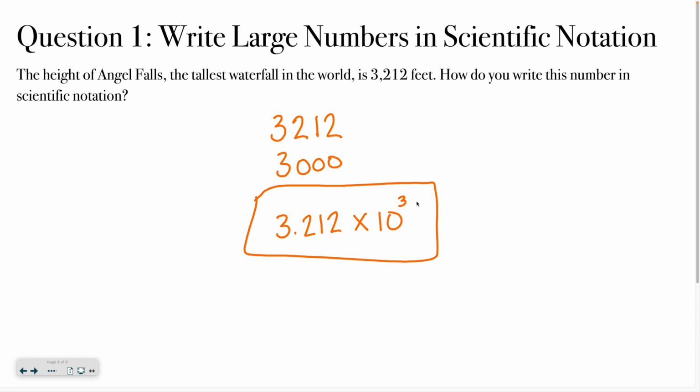Why wouldn't I just write 3,212? And I see your point. I totally understand. It's just a little bit easier for you to practice the skill with smaller numbers first, okay? So would I normally ask you to write such a small number in scientific notation? No, because it's just more work. But we're practicing with smaller numbers to make later steps easier, okay?